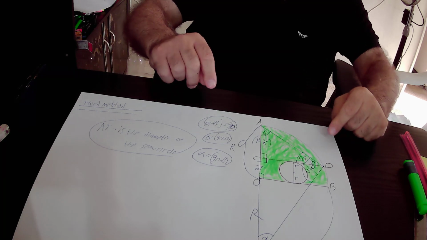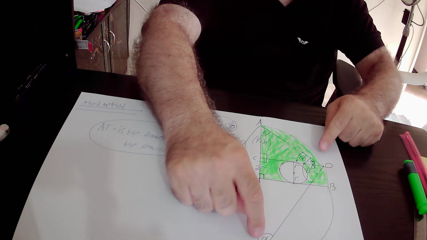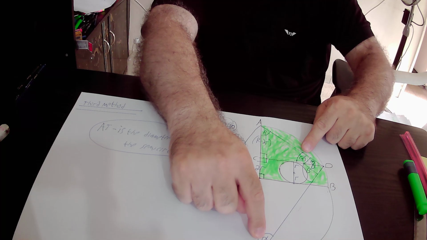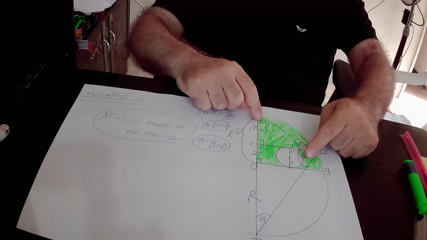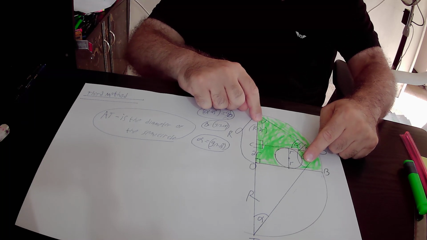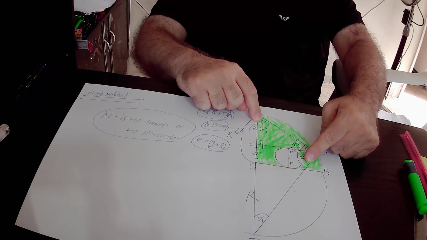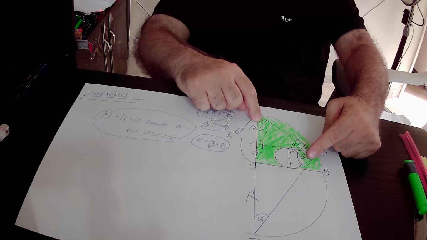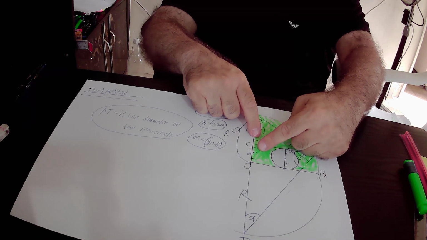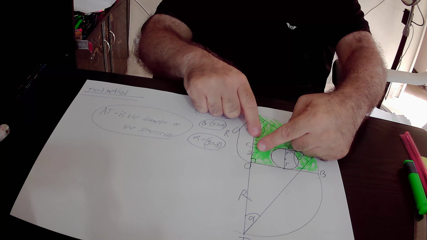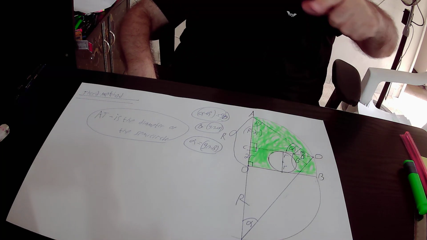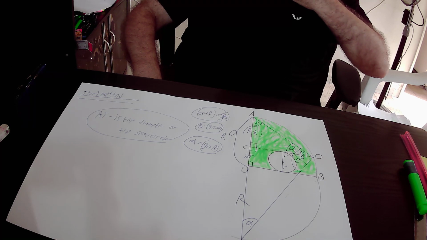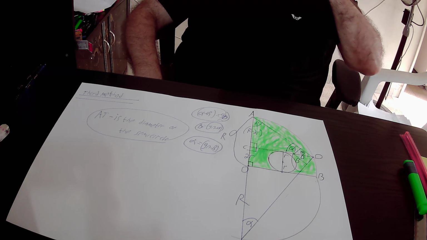So, why are those two right triangles similar to each other? First of all, those two angles are both equal to alpha, therefore they are equal to each other. In addition, those two angles are both equal to beta, therefore they are equal to each other. And finally, those two angles are both equal to 90 degrees, therefore they are equal to each other.